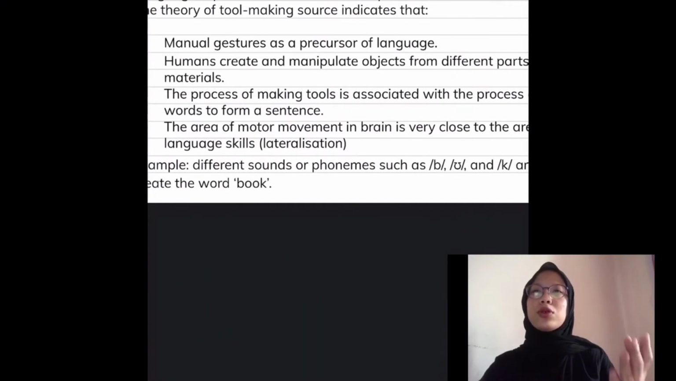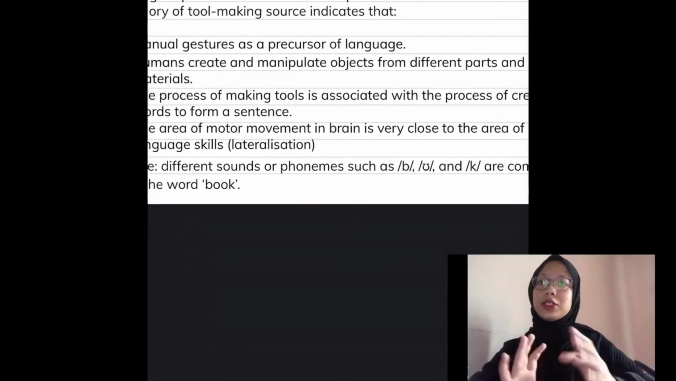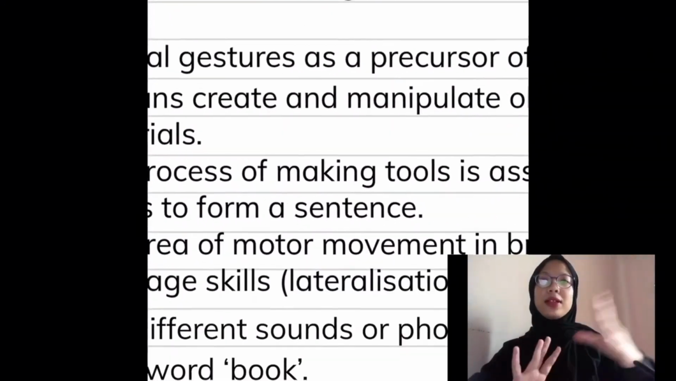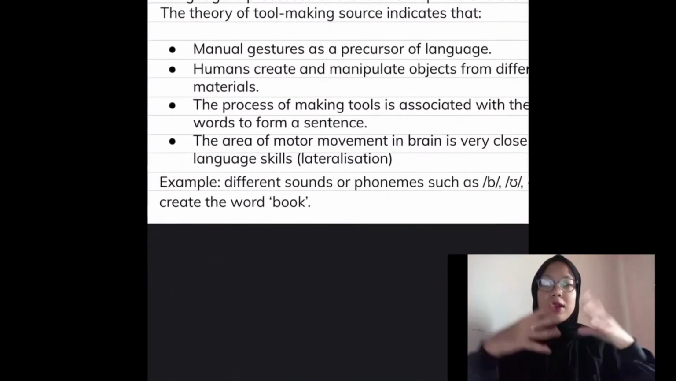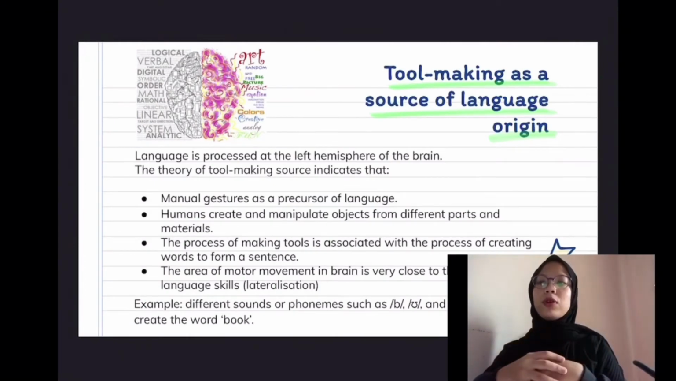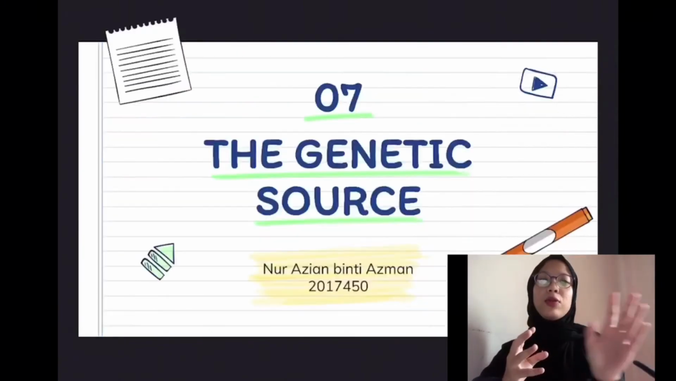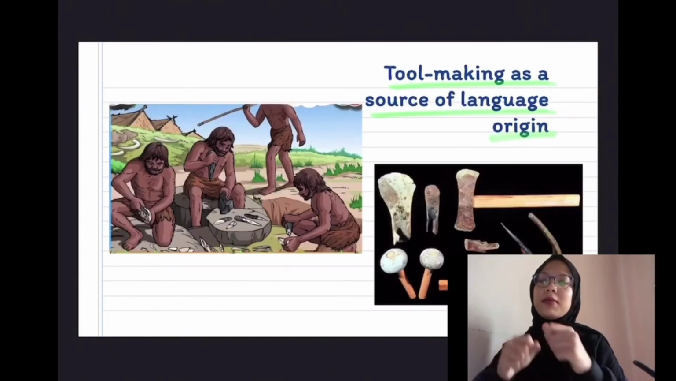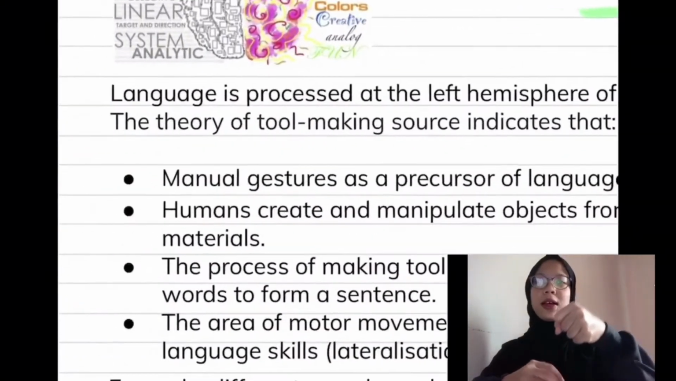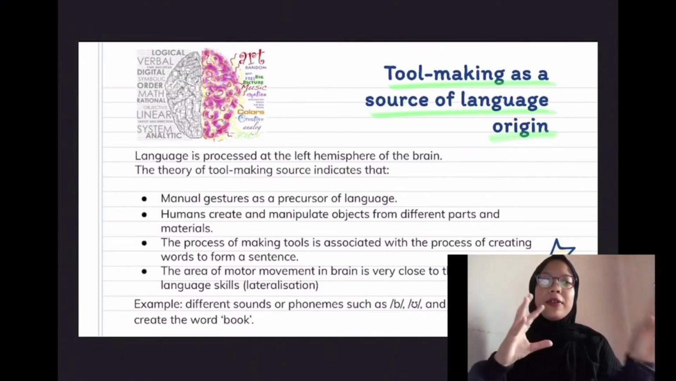Biologically speaking, the area of motor movement in the brain is very close to the area of language skills. Researchers found that this connection is somehow related to how humans can form a language. For example, a person wants to make a hand axe. At that time, they collect stones, they collect wood, and they collect roots from trees, and they combine them together to make an axe. So you can hold the axe, and the stone will function as the sturdy and strong tool to cut anything. And the roots will tie the different materials, different parts, together.